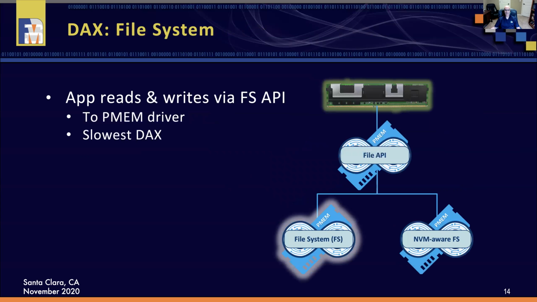The file system method is the easiest method. The application reads and writes via the file system API, so you just got to make API calls. And that's to the PMEM driver. But the thing to remember about this is, of all the direct access methods, this is the slowest.